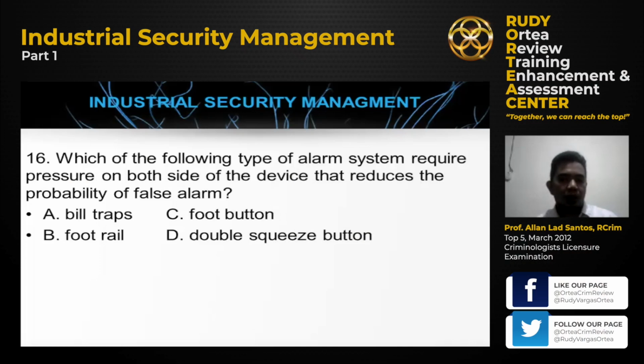Which of the following alarm systems requires pressure on both sides of the device that reduces the probability of false alarm? Okay. So in number 16, what is your answer? Bill traps, put button, put rail, and double squeeze button. Letter B, put rail activator, the complete name, put rail activator.